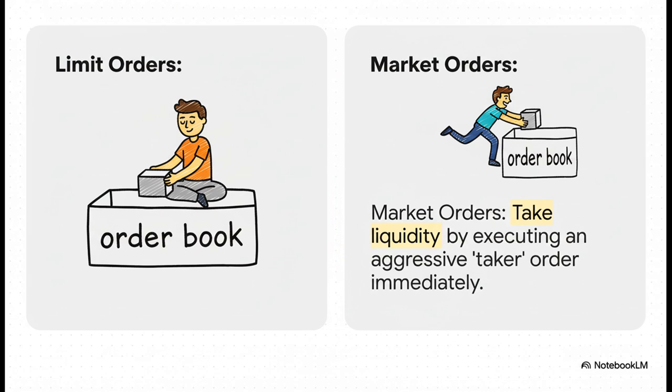So to really get this, we have to quickly go over two types of orders. First, you have limit orders. Think of these as vendors setting up stalls at a farmer's market. They're just sitting there waiting patiently for a customer. They are providing liquidity. Then you have market orders. These are the shoppers who sprint into the market and yell, "I'll take it, whatever the price is." They are aggressively taking that liquidity. This difference is absolutely crucial.